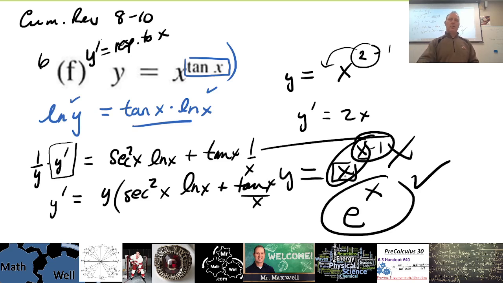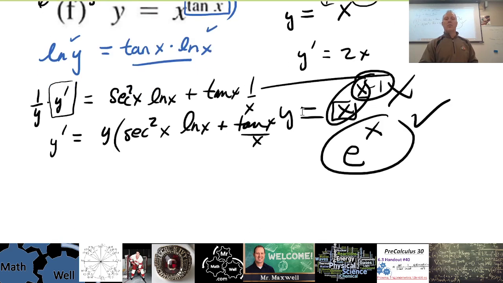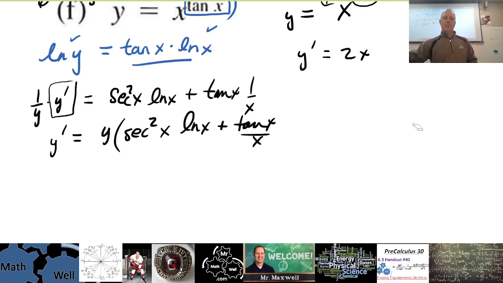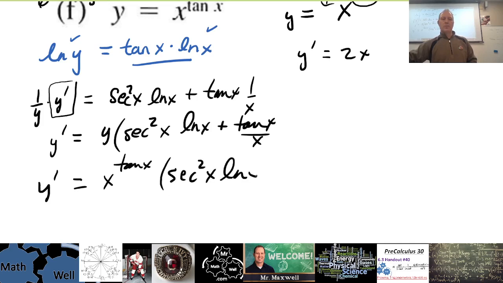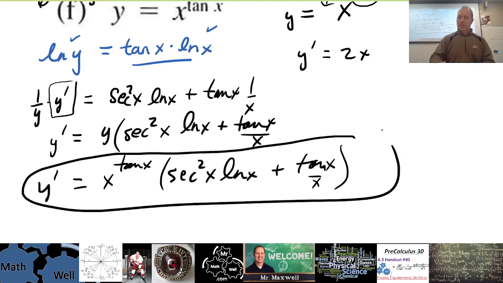And the only other thing that we would probably want to do, if we're taking the derivative with respect to x, is write it in terms of x. So this y that we have here, remember our original question, y equals x to the power of tan x. So the final step would be x to the power of tan x times this. And if tan x over x, you can leave it like that. That's fine. So that's the answer to that one.